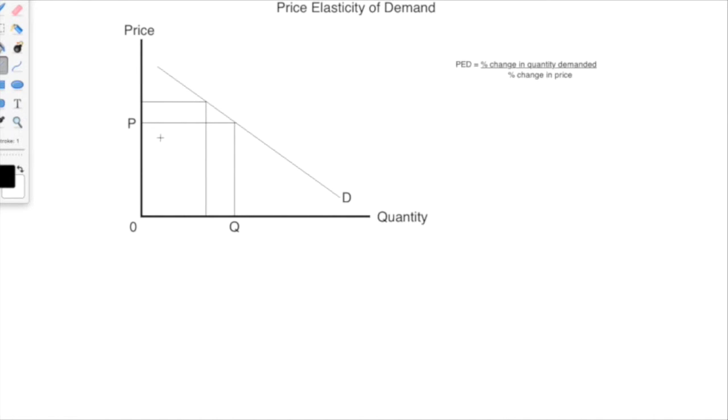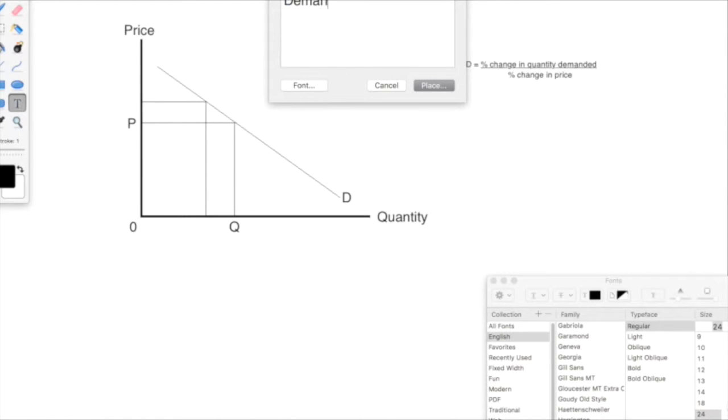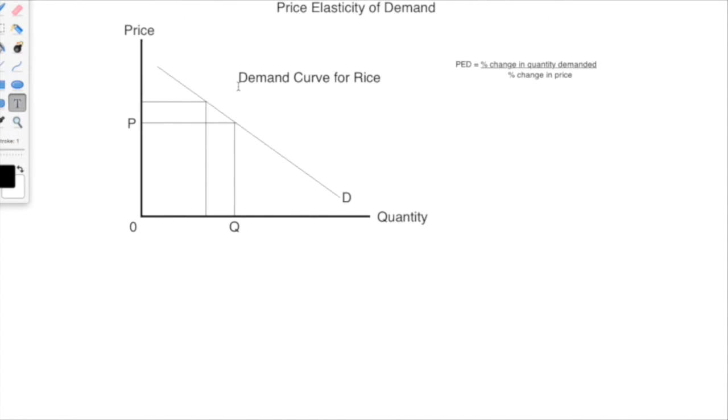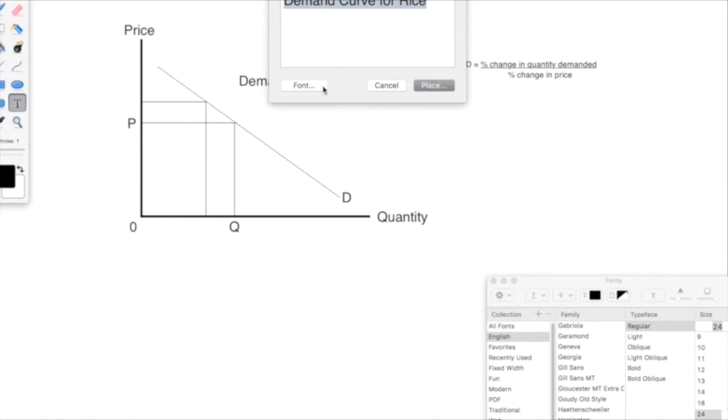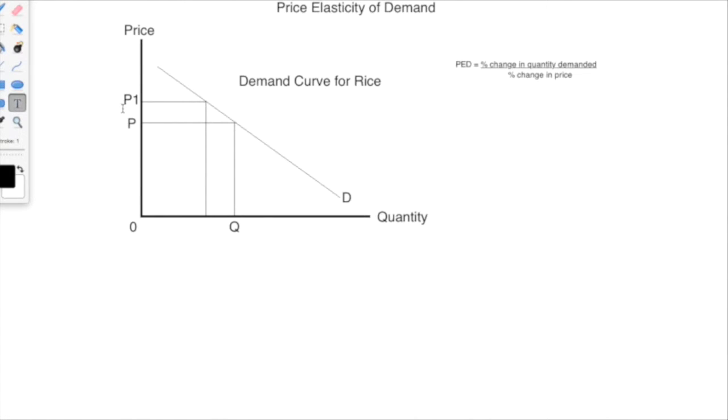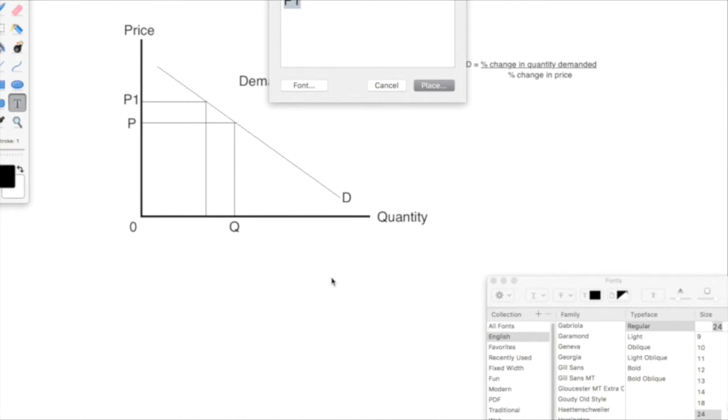So what if we change the price of the product? Let's say we're selling rice. Let's write this as a demand curve for rice. So this is the demand curve for rice, and if we increase the price of rice from P to P1, it will have an inverse, reduced impact where the quantity of units will drop from Q to Q1 as per the diagram.